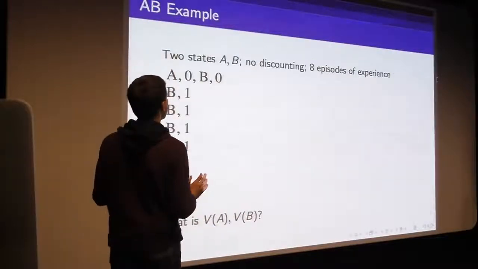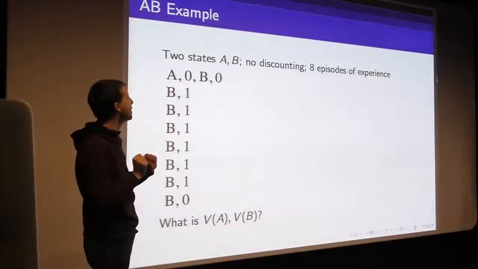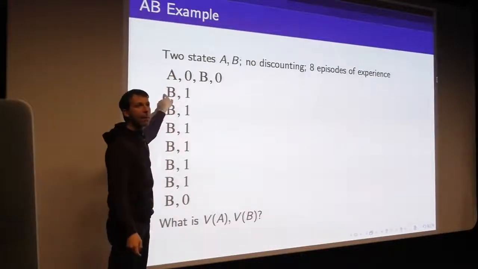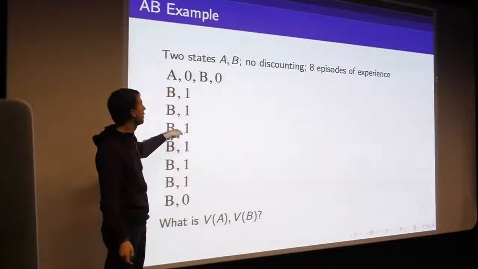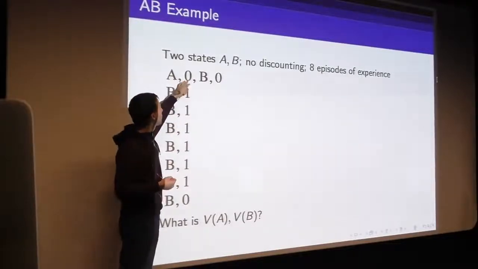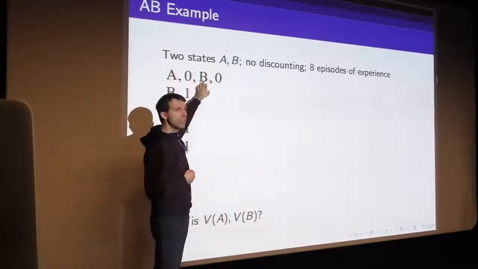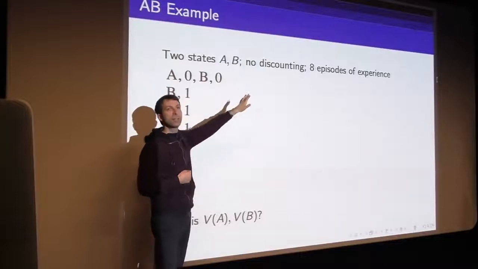So this is the AB example. It's just an MDP with 2 states, A and B, and each row is a different episode of experience that we've seen. So in the first episode, you start in state A, you get a reward of 0. Then you transition to state B, and you get a reward of 0, and then the episode terminates.